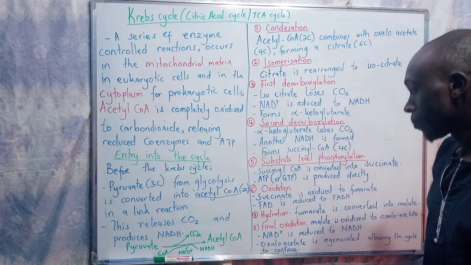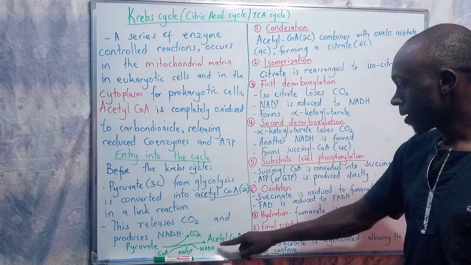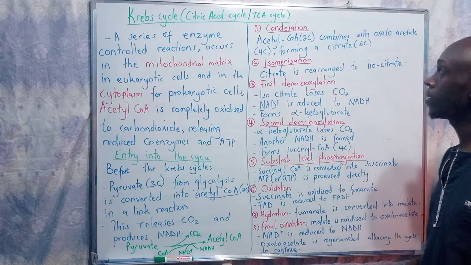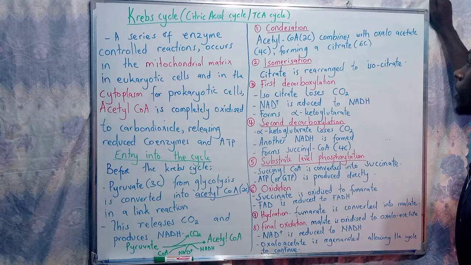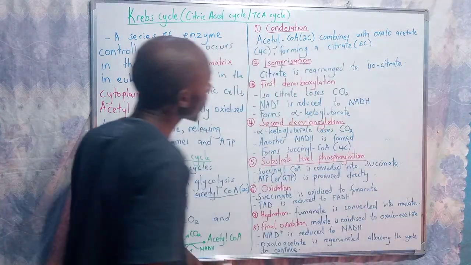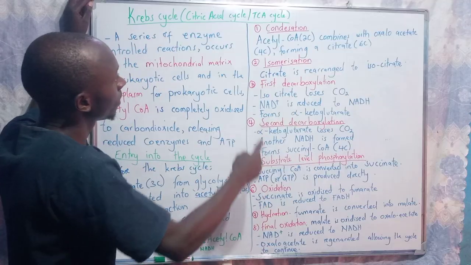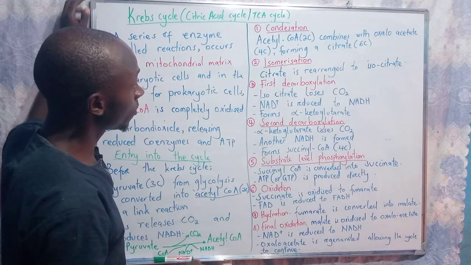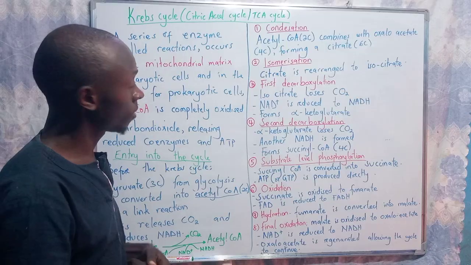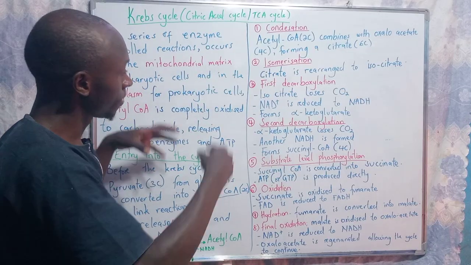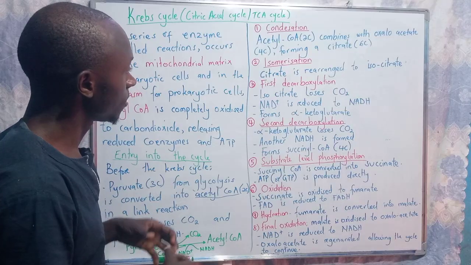So acetyl coenzyme A is formed. The acetyl coenzyme A is a highly reactive molecule due to the presence of the coenzyme A. So we can begin with step number one, that is the condensation reaction. In the condensation reaction, of course, we know there is loss of water. We shall see in the summary of the reaction that there is loss of water.